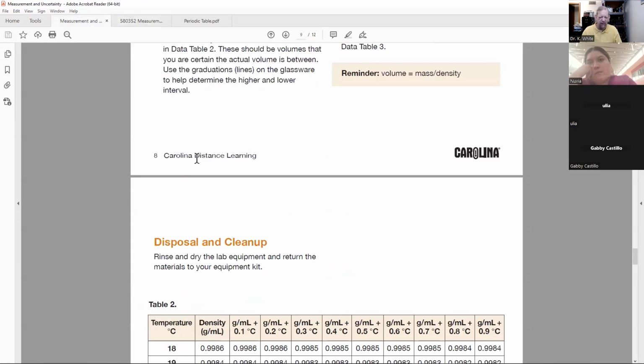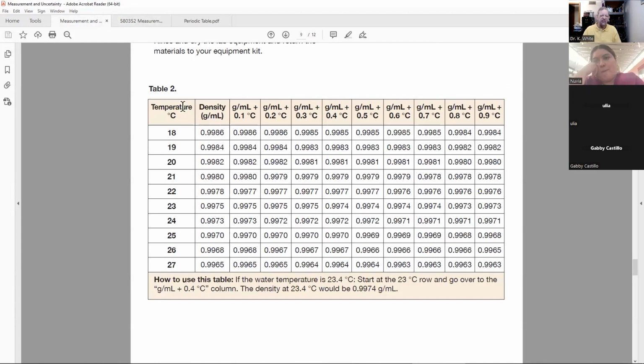Let's go back to the lab report. And you have this table 2 on page 9, I think it is. Let's assume you got a temperature of 20.2. So you come here and you have 20. And then you come over to 0.2, and that density is 0.9982. Again, you measure the temperature of the water, the 3 significant figures.